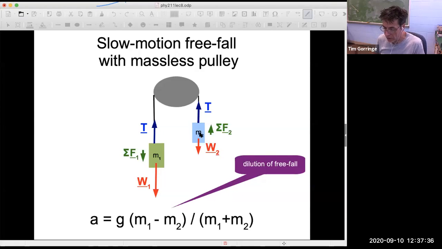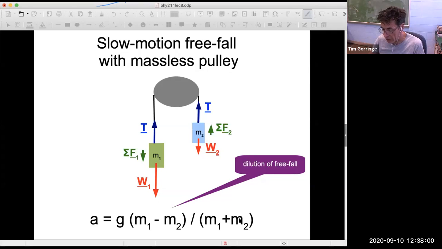If you were to release this arrangement of the masses, you set it up, you hook on the masses, you let it go, then you would discover that the heavy one accelerates downwards, the lighter one accelerates upwards. That acceleration is not the acceleration of gravity. Again, it's a diluted version of the acceleration of gravity. And we're going to discover how much it dilutes gravity.